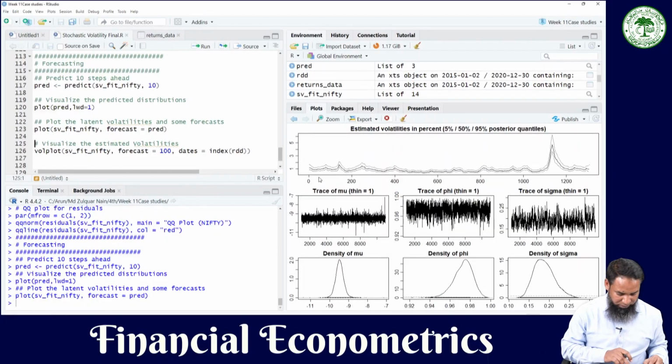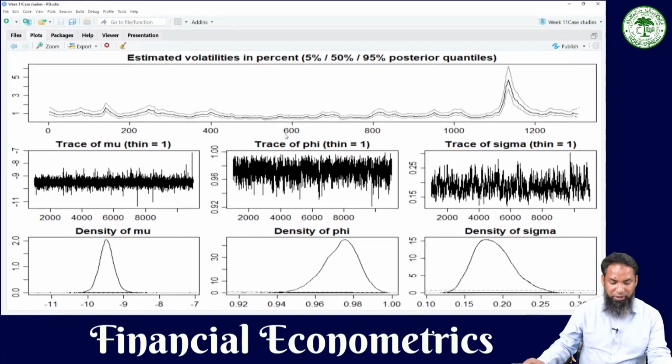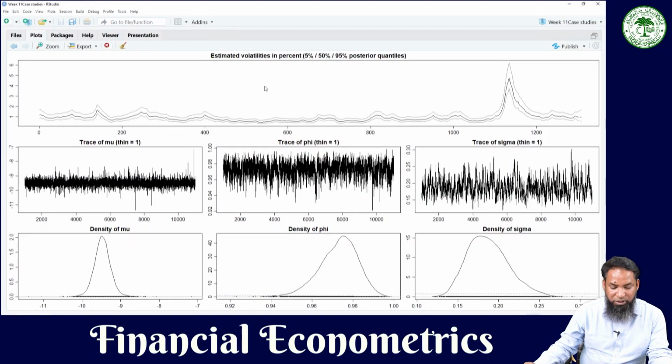If we see here, this is the estimated volatilities at different percentiles we have: at the 5%, 50% and 95%. So these are the estimated volatilities. This is the density of mu, density of phi and density of sigma. It seems to be quite a reasonably well fit in this particular case.